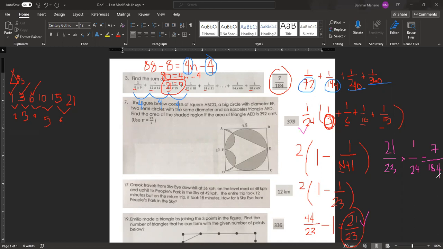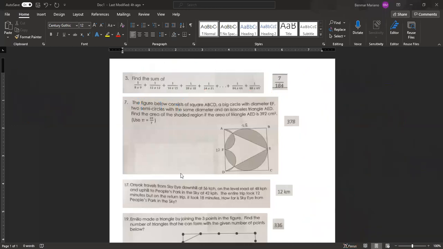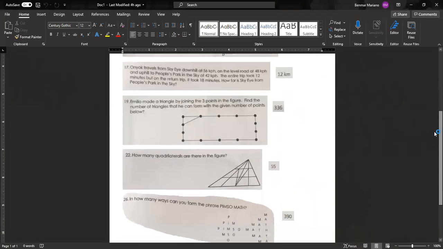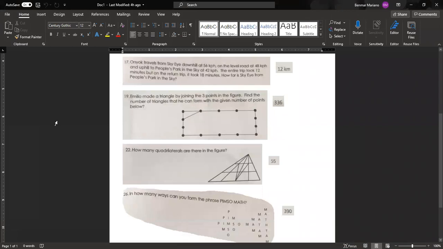Next item. So I'm going to clear the drawings right now. Now, let us move on to number 7. Let us skip that one. To be honest, I don't have any idea for that one. Let us move on to number 17.